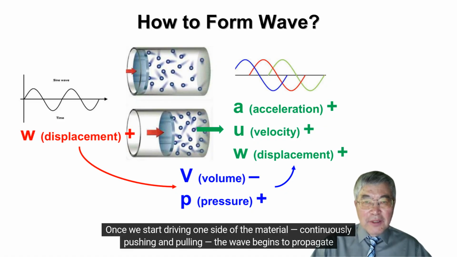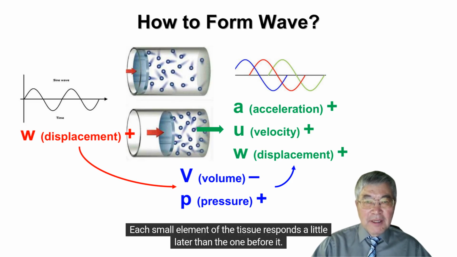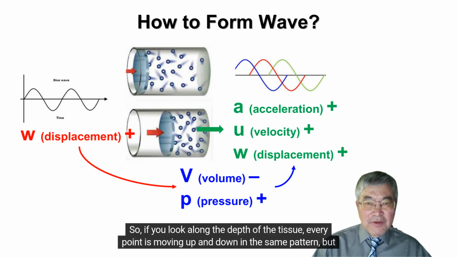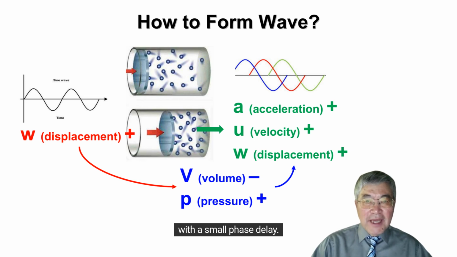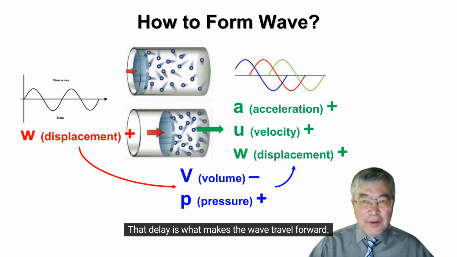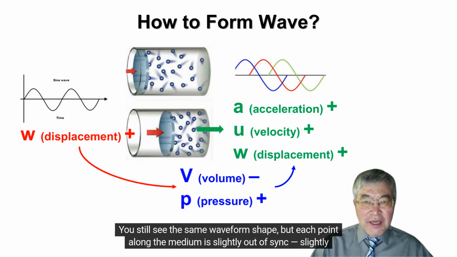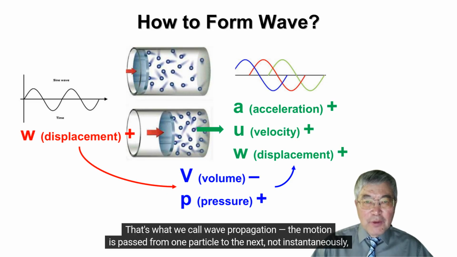Once we start driving one side of the material, continuously pushing and pulling, the wave begins to propagate through the medium. Each small element of the tissue responds a little later than the one before it. So, if you look along the depth of the tissue, every point is moving up and down in the same pattern but with a small phase delay. That delay is what makes the wave travel forward. You still see the same waveform shape, but each point along the medium is slightly out of sync, slightly shifted in phase. That's what we call wave propagation.